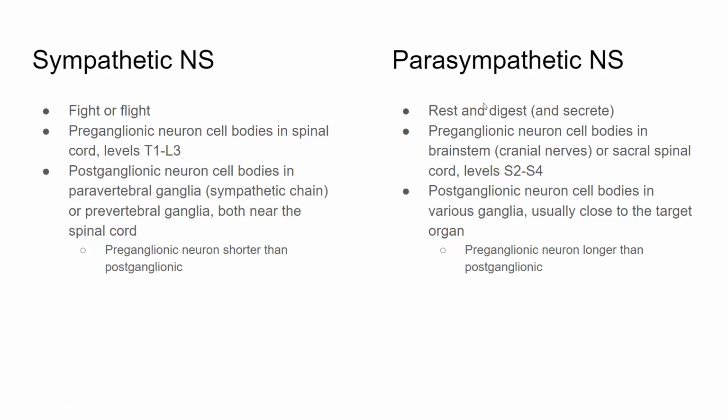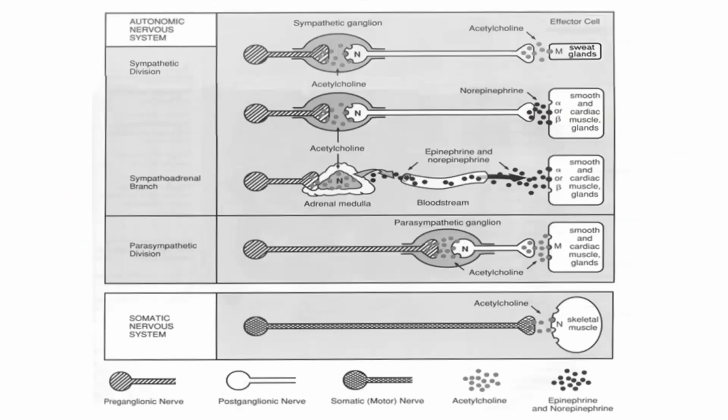As opposed to parasympathetic, which is the opposite, the postganglionic neuron cell body is in a ganglia that's close to the target organ, okay? So the preganglionic neuron is much longer than the postganglionic, okay? I'll show you a picture about that. I don't know if this slide was given to you. It was given to us last year in our intro to autonomics lecture. I like it because it's not too crazy. Let me just talk through it with you guys.